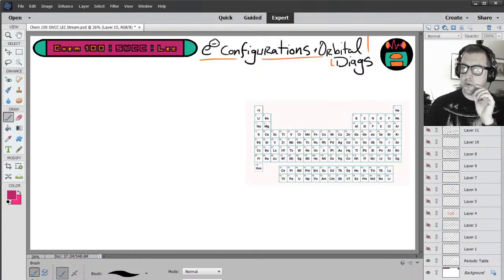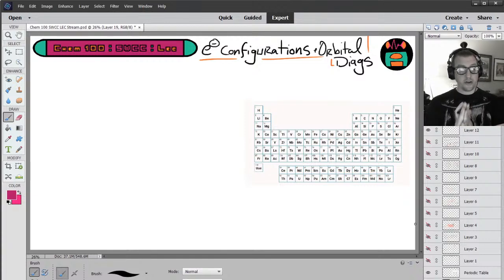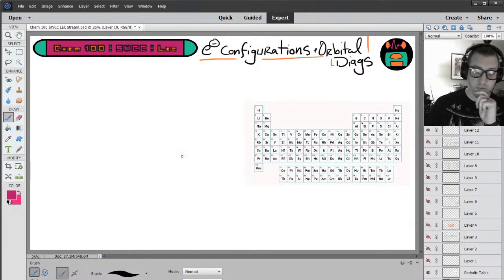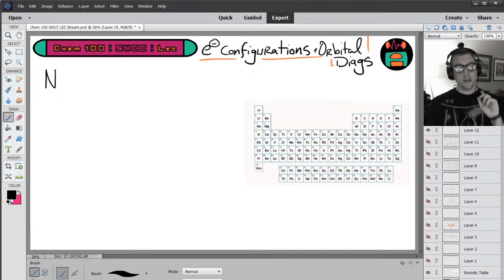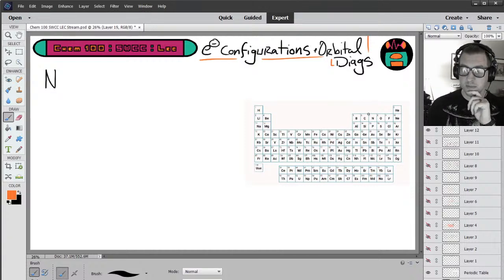I want to show you how to use the periodic table to your greatest advantage. Now, to do this, let's do nitrogen. All right. Step number 1 is find nitrogen on the periodic table. All right, it's right here. Step number 2 is locate your nearest noble gas.